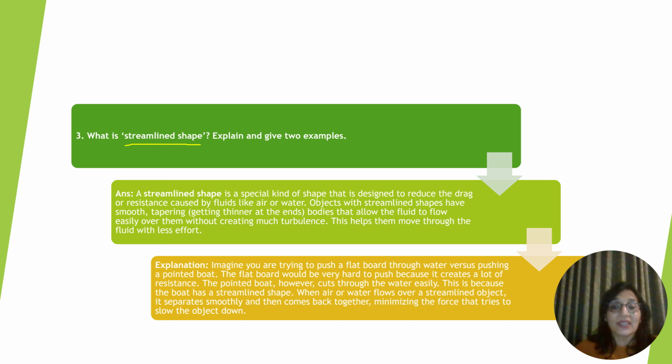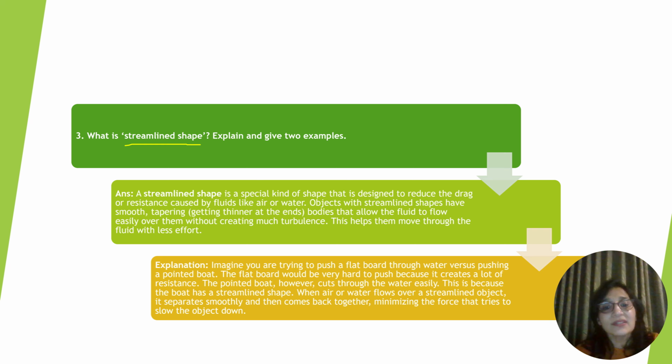The next important term is: what is streamline shape? Explain and give 2 examples. It is a special kind of shape that is designed to reduce the drag or resistance caused by fluids like air or water. Objects with streamlined shapes have smooth, tapering bodies that allow the fluid to flow easily over them. If you have noticed the shape of a plane, it's not flat in front, it's a streamlined shape.